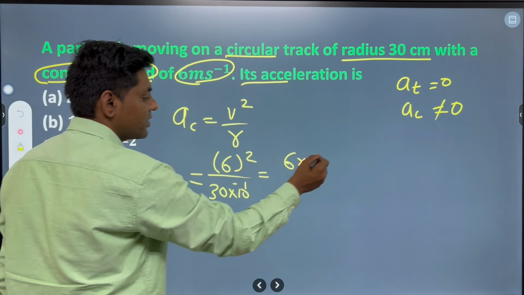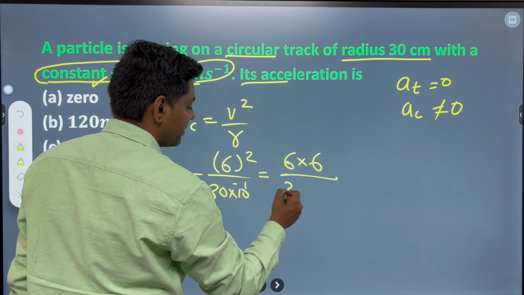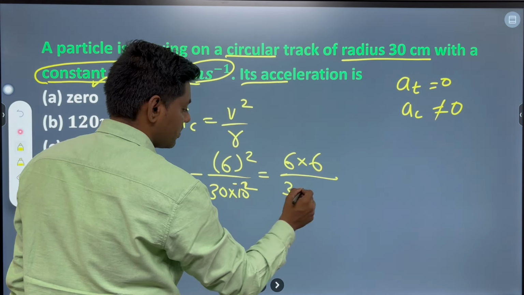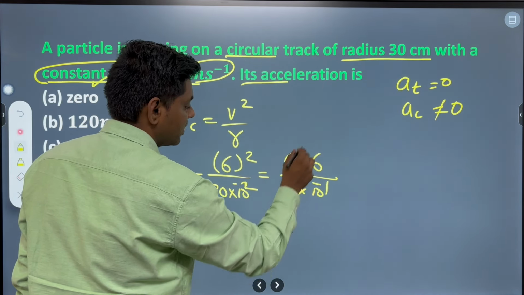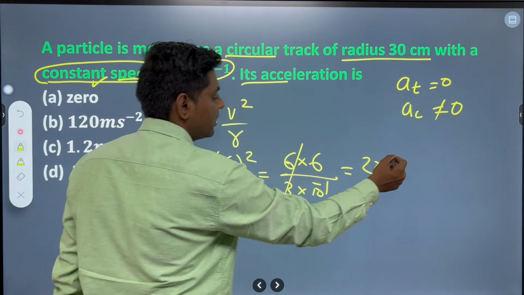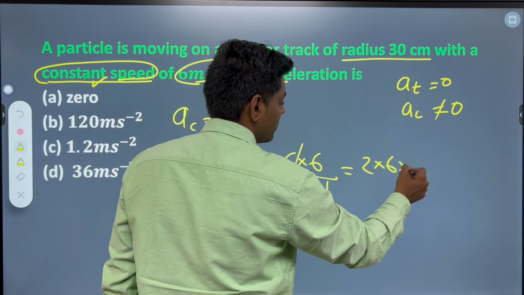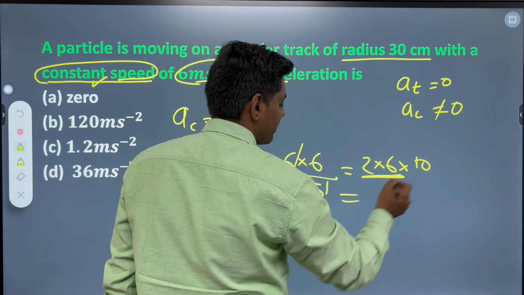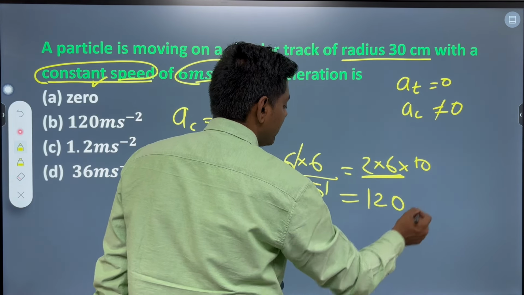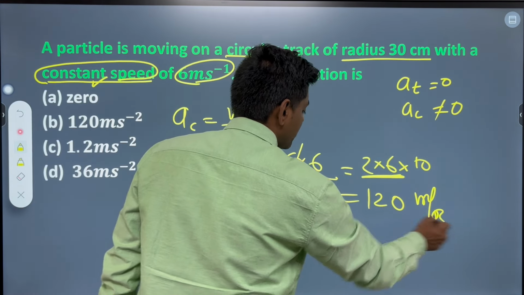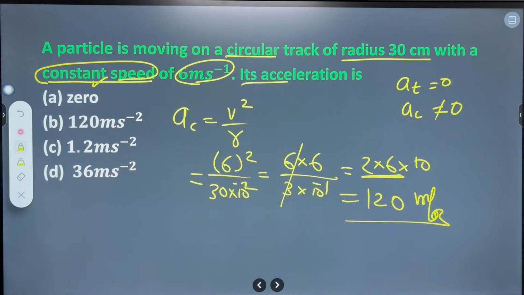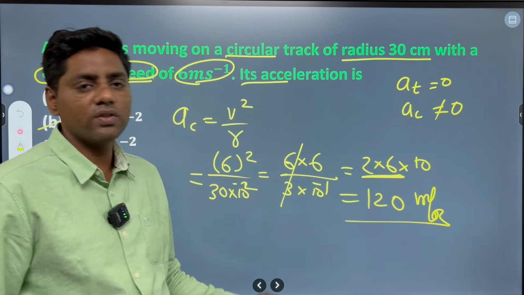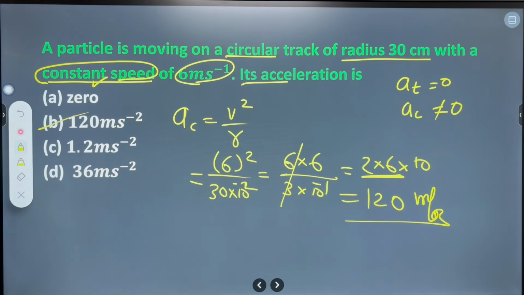6 square means that is 6 into 6 divided by 3, 1 0 get cancel, so that is 10 raised to minus 1 answer. 3 2s are 6, so that is 2 into 6, 10 raised to minus 1 goes up, it becomes 10. So what is the product, 6 2s are 12 into 10, that is 120 meter per second square. So this is the final answer of the given example. So the option B is the correct answer. Take the screenshot of the given example.